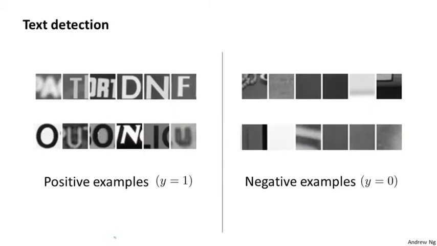Similar to pedestrian detection, we can come up with a labeled training set with positive examples and negative examples, with positive examples corresponding to regions where text appears. So instead of trying to detect pedestrians, we're now trying to detect text. The positive examples are going to be patches of images where there is text, and negative examples are going to be patches of images where there isn't text. Having trained this classifier, we can now apply it to a new image, maybe a test set image.